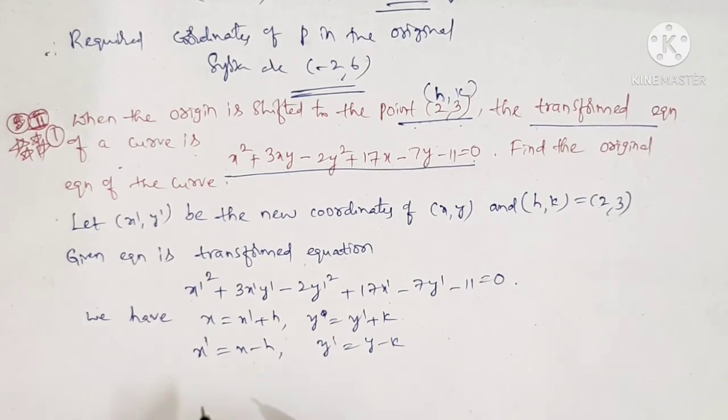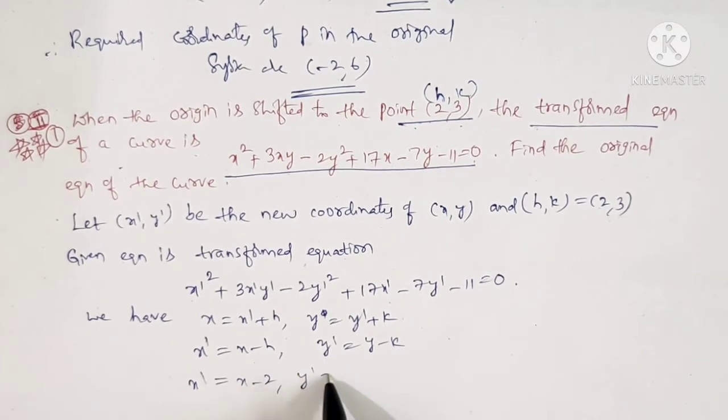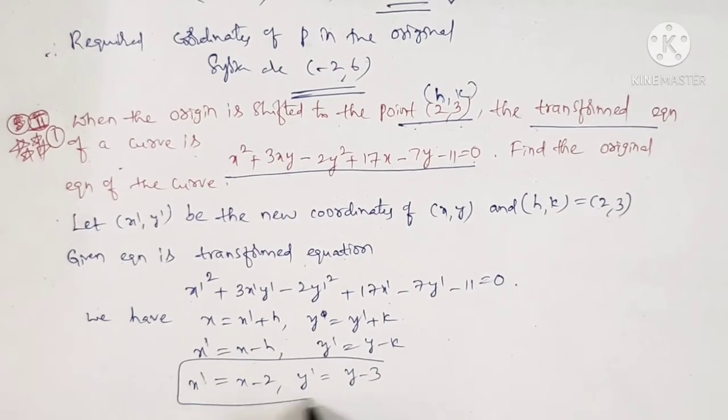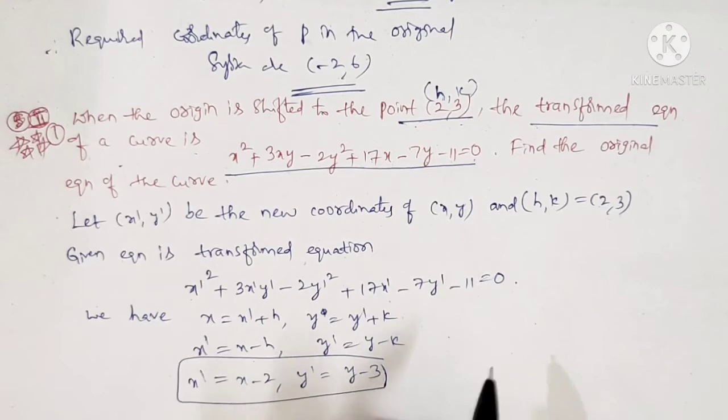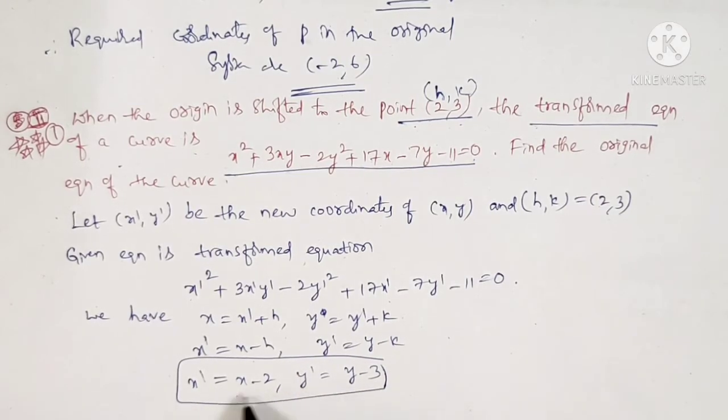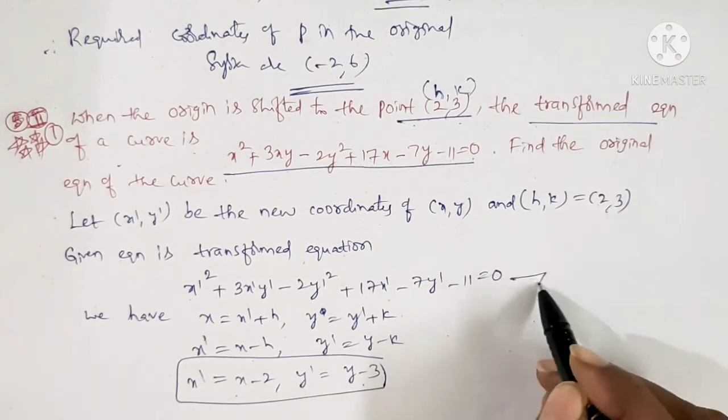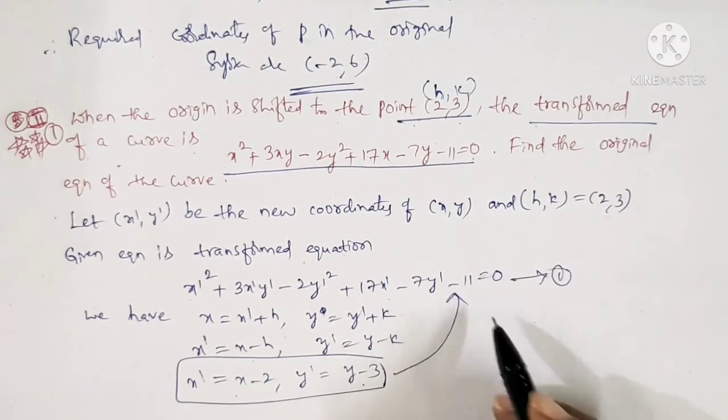So here, what is the value of h comma k? 2 comma 3. So x dash is equal to x minus 2, and y dash is equal to y minus 3. These are my required coordinates of x dash comma y dash. Now we have to substitute these two values in this equation 1.